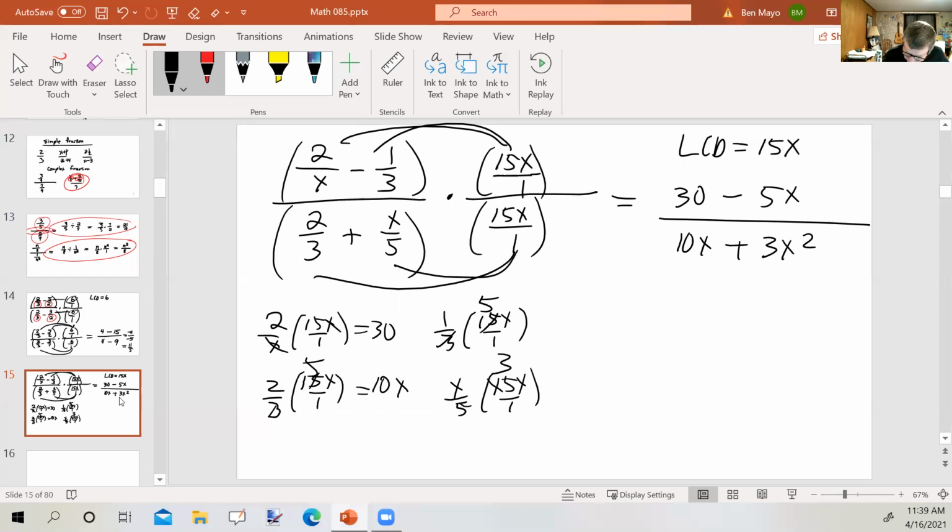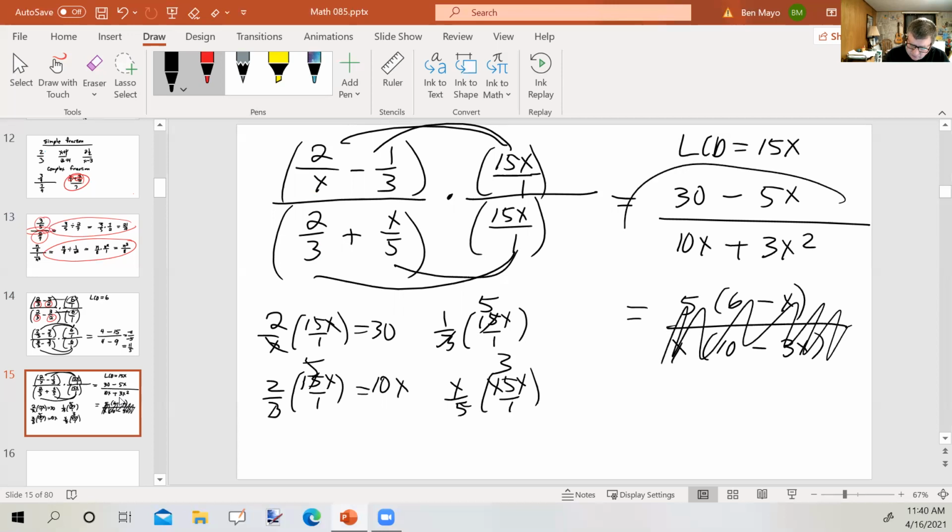Now, I can factor a 5 out of the numerator, and I can factor an x out of the denominator. But when I do that, it doesn't give me any common factors in the numerator and denominator to reduce. So we'll just go back to this as our final answer.